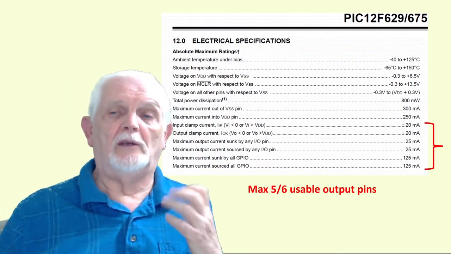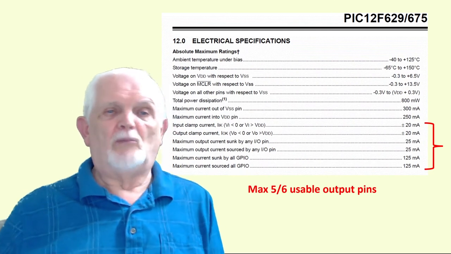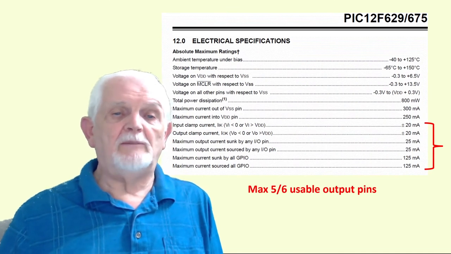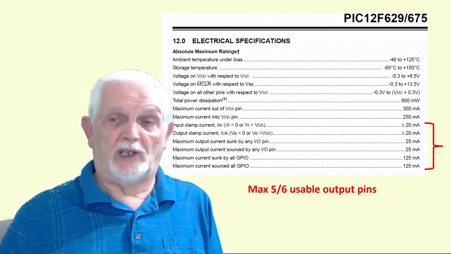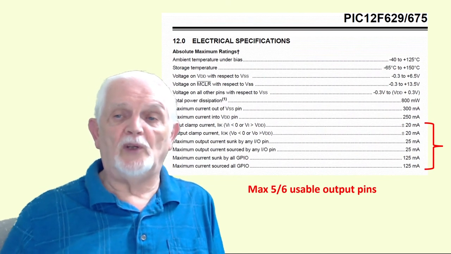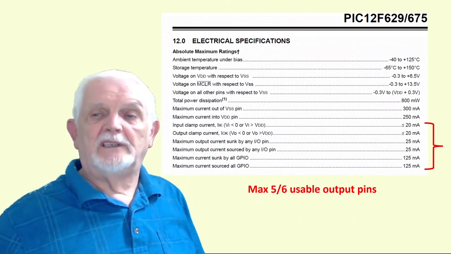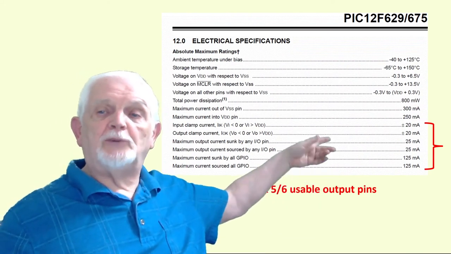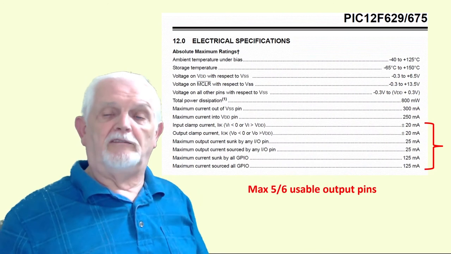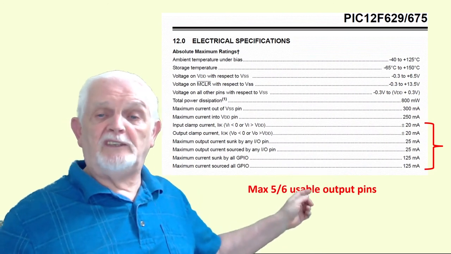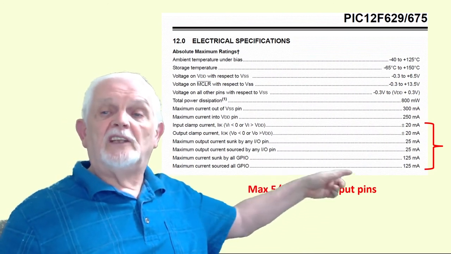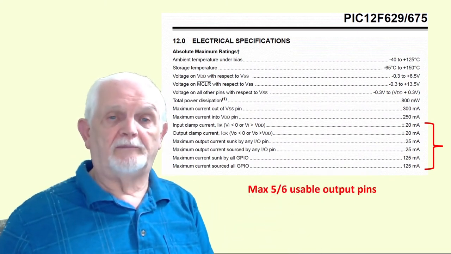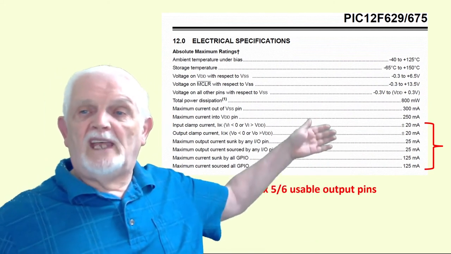Or put it through a MOSFET or something. Not only that, there's a limit to how much you can take out of the whole chip. You'll see that at the bottom, 125 milliamps. Well, if you use five pins and they're all running at 25 milliamps, you'll get 125. If you try to use 6 pins all at 25 milliamps, you've exceeded the total and you're likely to damage the whole chip.